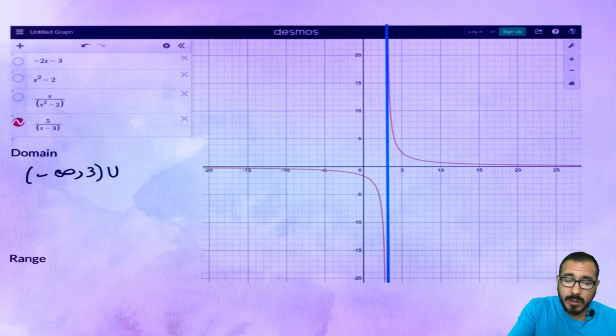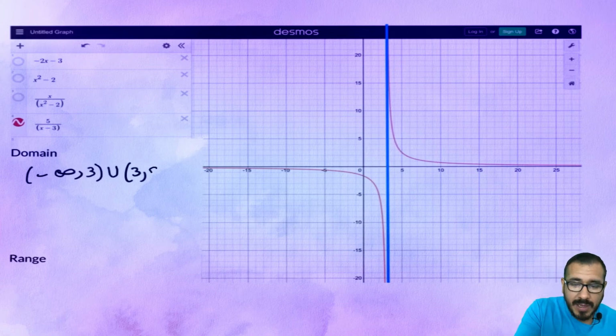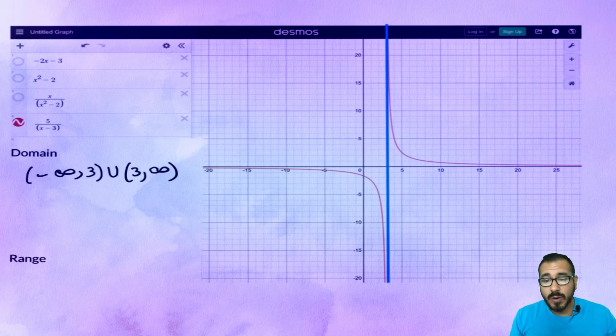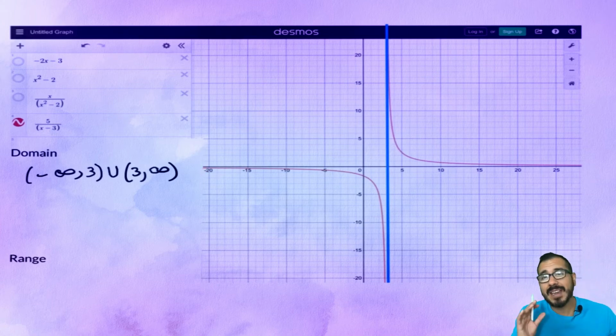But we just said our graph starts back up again at 3, and then it goes all the way to positive infinity, because again, we're looking at the x direction, which is left and right. So it goes all the way to positive infinity there. All right, so now for our range. Remember, our range is how low to how high. Well, one other thing to note is that these graphs are going to get really close to 0 from the positive direction, from the top, and really close to 0 from the bottom, from that negative direction, but it never actually touches.